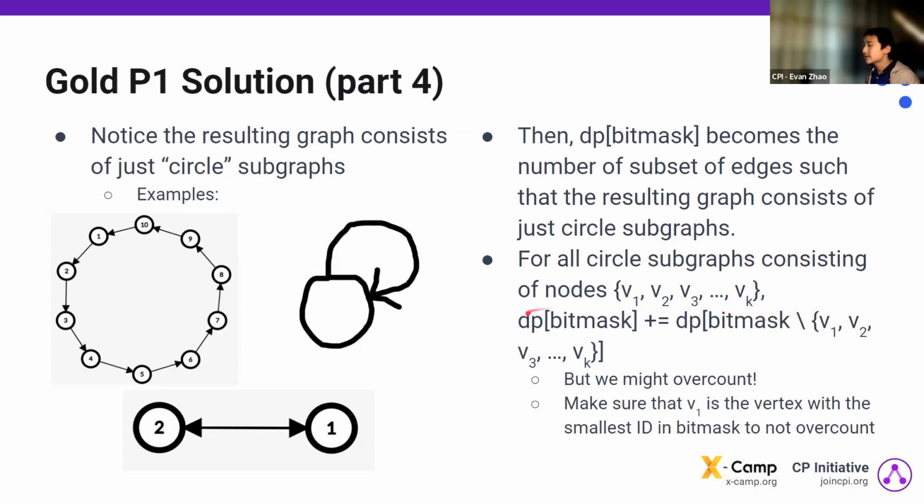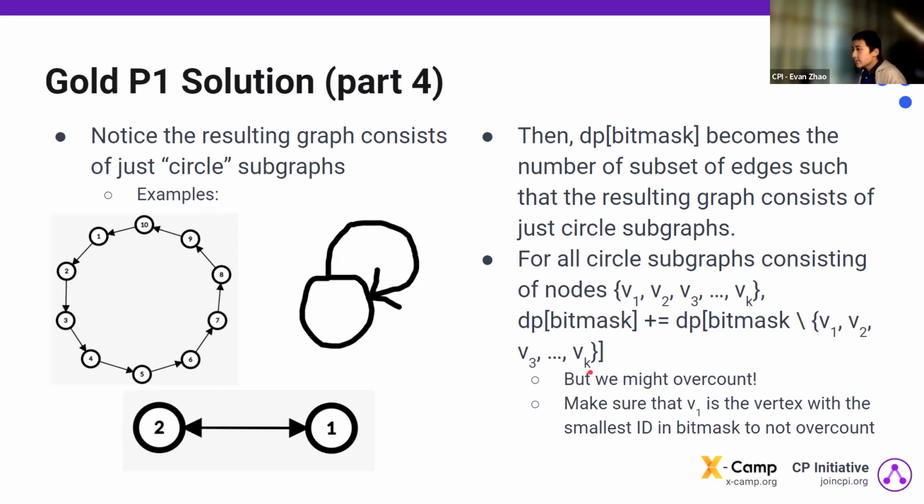So basically this just means that for all circle subgraphs in bitmask, remove the subgraph and add the resulting answer. Well, basically add this into dp bitmask. It's intuitive, especially if you know dynamic programming. If you struggle with understanding this, then you might not be familiar enough with dynamic programming. It's fine though. You can still ask me any question that you have, and I will answer it for you if you don't understand.